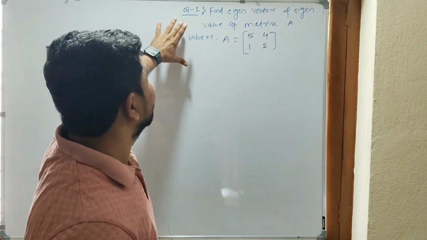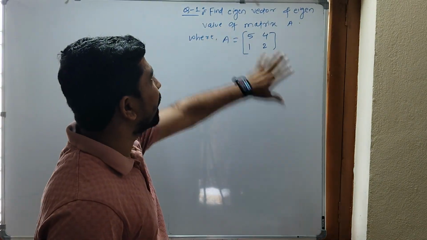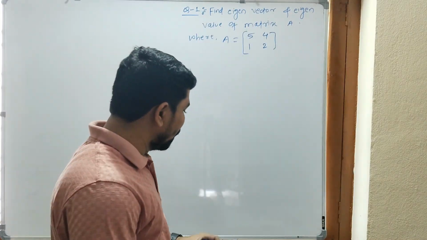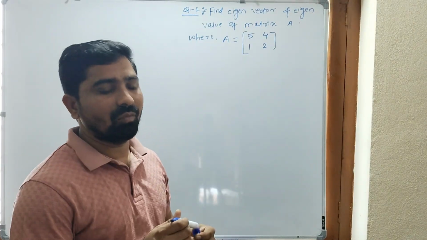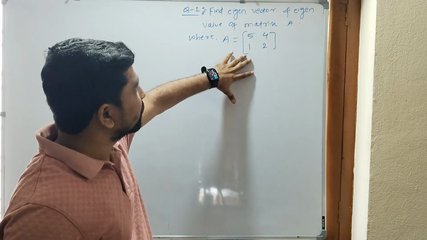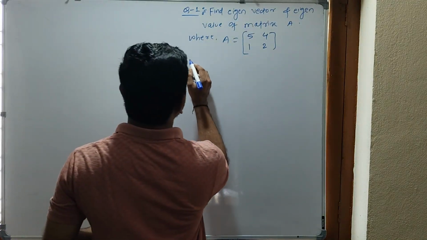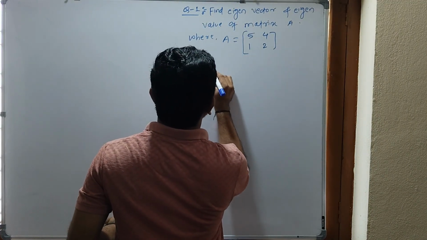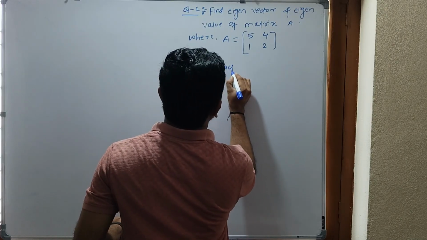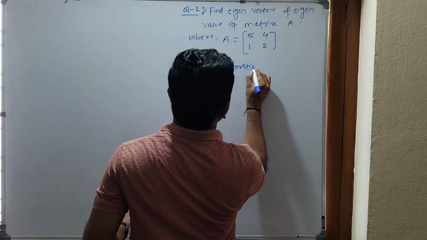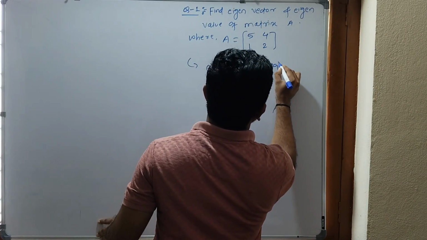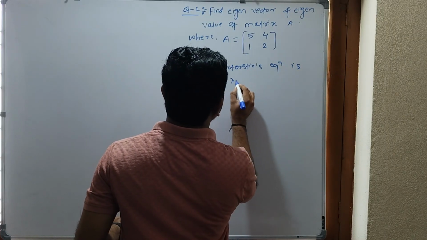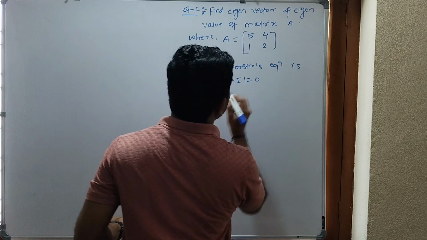Hi friends, in this video we are going to find the eigenvalues and eigenvectors of this given matrix. First we have to find the eigenvalues. This matrix is of order 2 cross 2, so first write the characteristic equation of this matrix. Here the characteristic equation is the determinant of A minus lambda I, which is equal to 0.